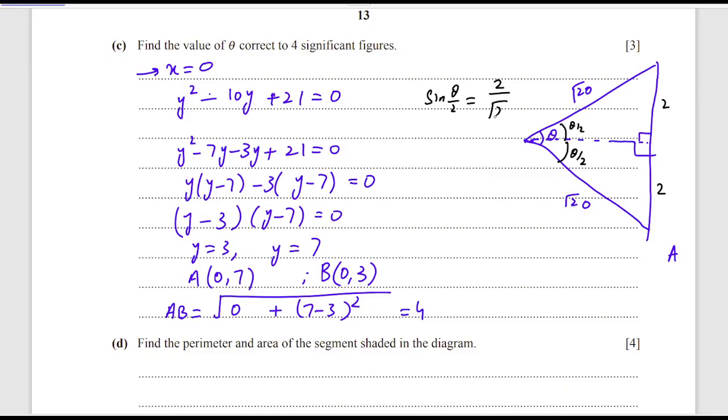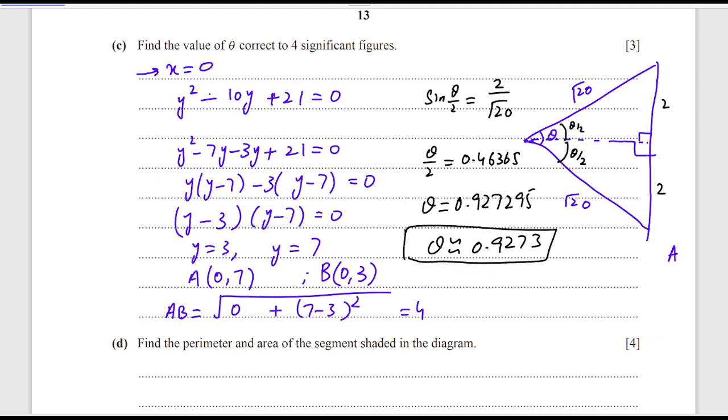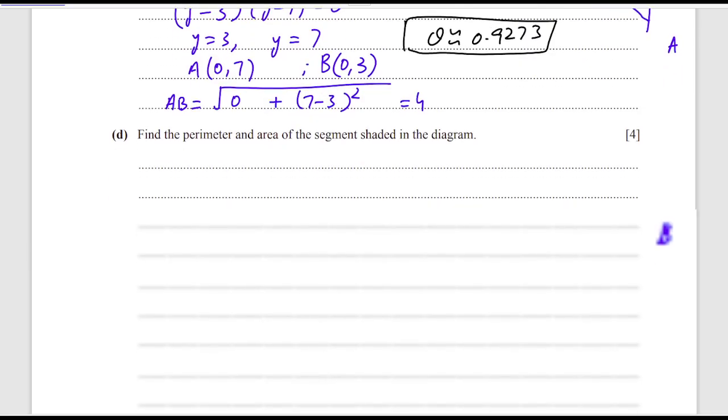perpendicular over hypotenuse, 2 over square root 20, which means theta over 2 is equal to sine inverse of 2 over square root 20. Give your answer in radians, which is 0.4365 using a calculator. So theta is equal to 0.927295. So theta is approximately equal to 0.9273 to 4 significant figures. So this is the required value of angle theta.